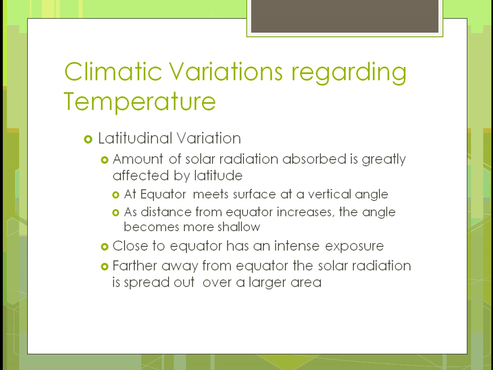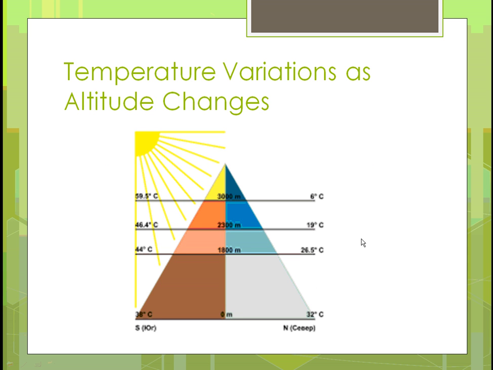The radiation from that light is also spread out over a larger area as you get away from the equator, based on the distance of your latitude from the equator. Here's a graph that shows the temperature changes as you get away from the equator, and you can see there's a large range depending on which latitude you are at.